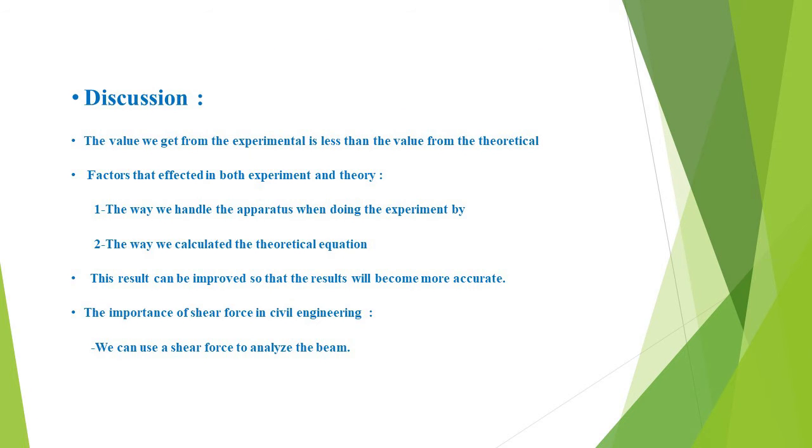For discussion, the value we get from the experiment is less than the value from the theory. Here are some factors that affected both experiment and theory. 1. The way we handle the apparatus when doing the experiment. 2. The way we calculated the theoretical equation. This result can be improved so that the result will become more accurate.